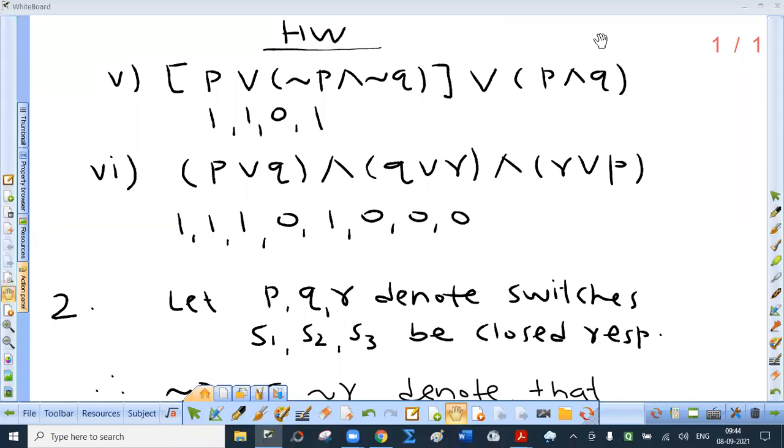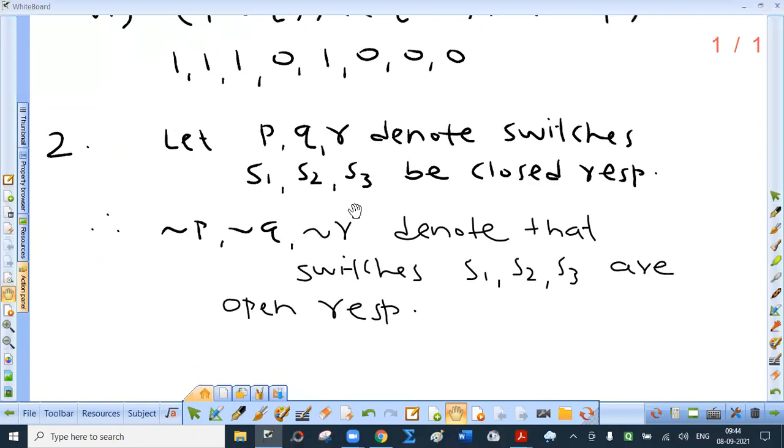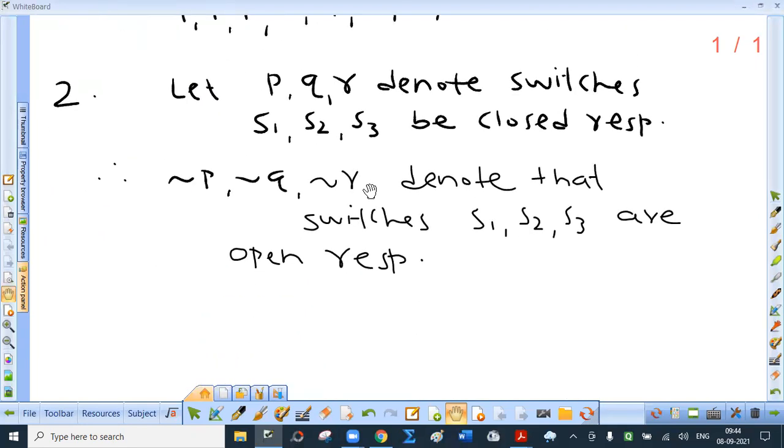Now fifth and sixth for homework. In fact, this is the symbolic representation and entries in the last column, because there are only four combinations, 1101. Similarly, this is symbolic representation for circuit number 6, and these are the entries in the last column of input output table. Now second question, construct the switching circuit of the following.